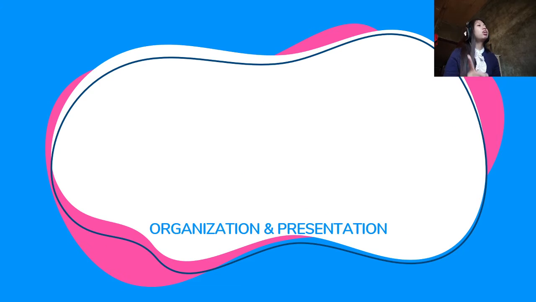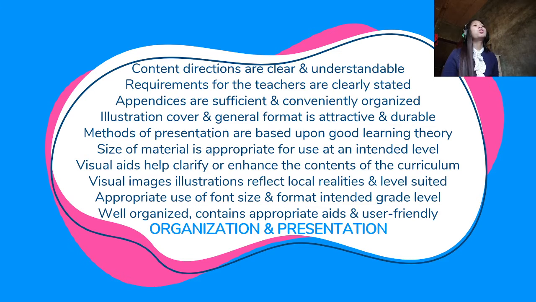Next, after content, they have organization and presentation. How is your instructional material organized and presented? Here it is. There are still 10 sub-indicators under this indicator. First, the content and directions are clear and understandable. So this talks about the clarity of the directions of your instructions.